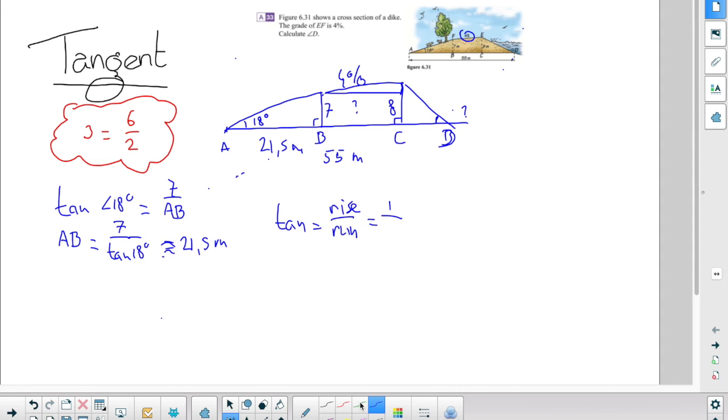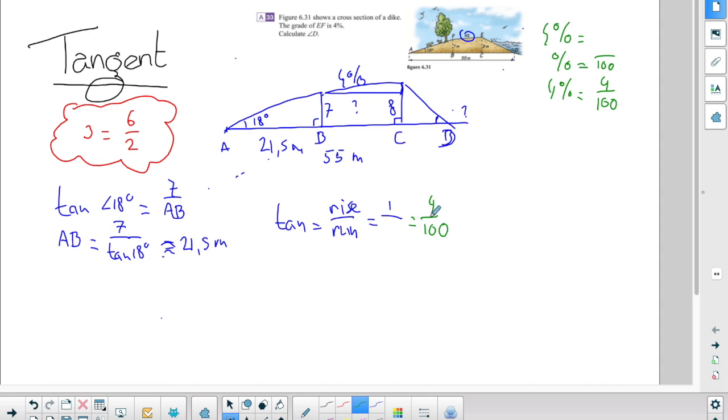And now just go back to what I learned about fractions. 4%, that means percentage means divide by 100. So 4% is the same as 4 over 100. I'll go back over here. I know that the tangent of my 4% over here is 4/100.